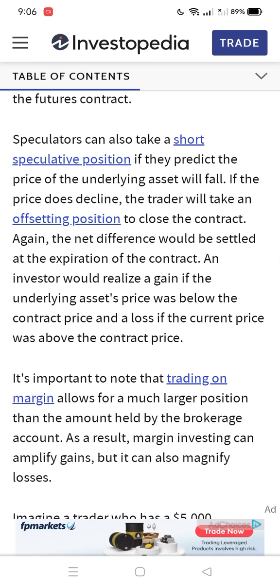It is important to note that trading on margin allows for a much larger position than the amount held in the brokerage account. As a result, margin investing can amplify gains, but it can also magnify losses.